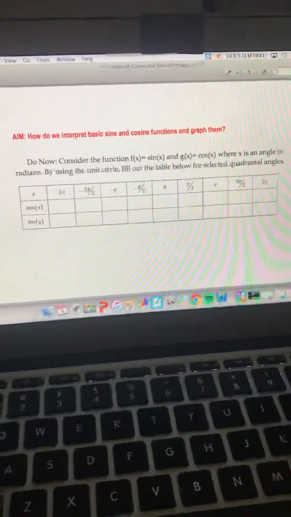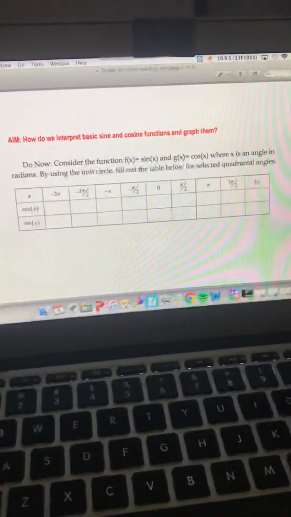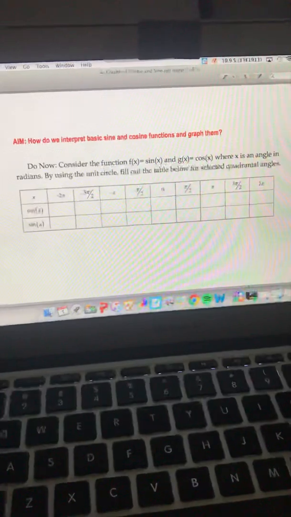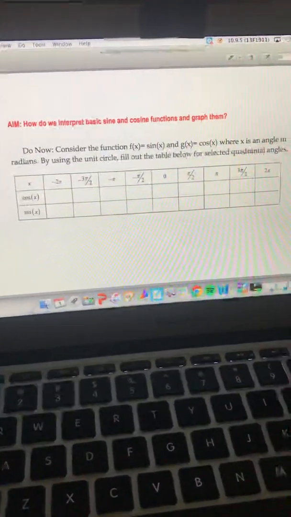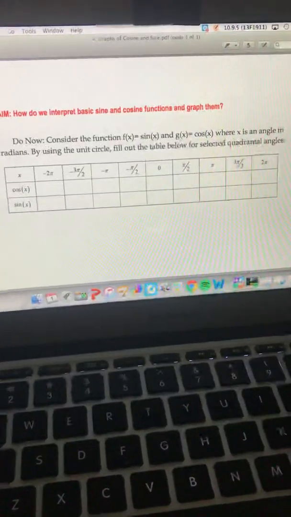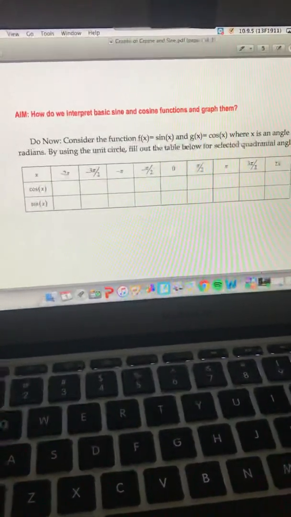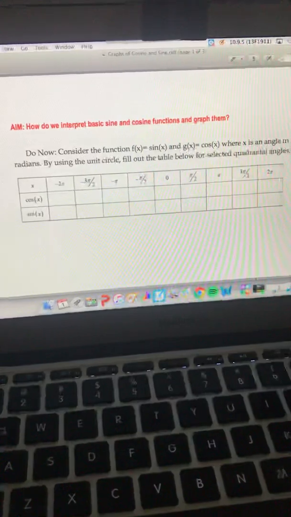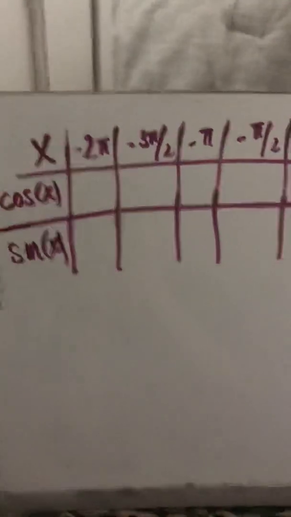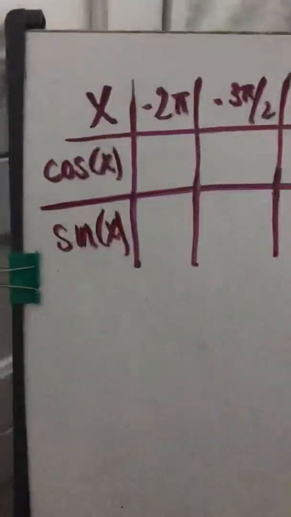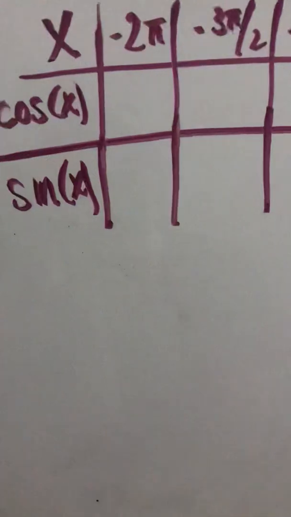through. So if you look at our do now here, I ask you guys to consider two functions: f of x equals sine x and g of x equals cosine x, where x is an angle in radians. So I tell you it's in radians, and by using the unit circle, I'm asking you to fill out the table of values below. So I copied it over here on my whiteboard. I have my two functions, cosine and sine, and I'm going to go ahead and fill them out.